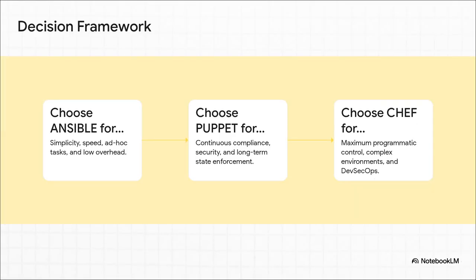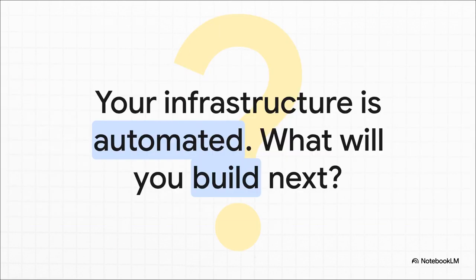So here's your decision framework. It really just boils down to this. You choose Ansible when you need simplicity, speed, and you're doing lots of ad hoc tasks. You choose Puppet when your primary concern is continuous compliance, security, and long-term stability across a huge fleet. And you choose Chef when you need maximum control, when your environment is incredibly complex, and when you're all in on DevSecOps.